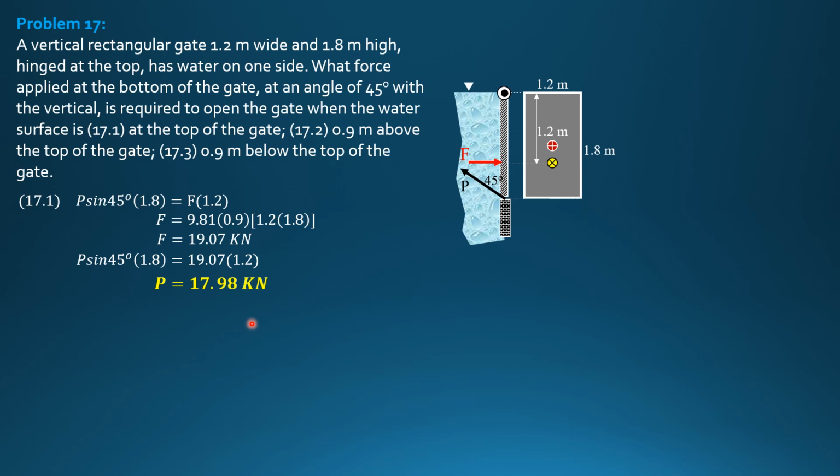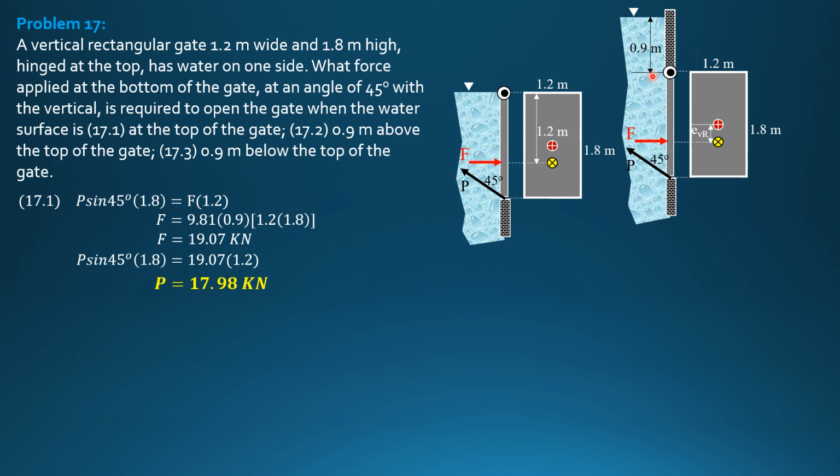For the second part, the water surface is 0.9 meter above the top. So this is now the situation. This is the location of the force through the center of pressure, but this time we solve for the distance from centroid of area to center of pressure, e sub VR. Barred H this time is 0.9 plus another 0.9, so 1.8 barred H. So the equation, summation moment about the hinge is P sine 45 times 1.8 equals F times 0.9 plus e sub VR. So that's the working equation.